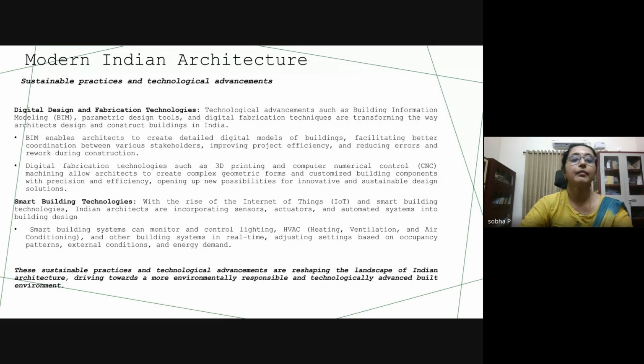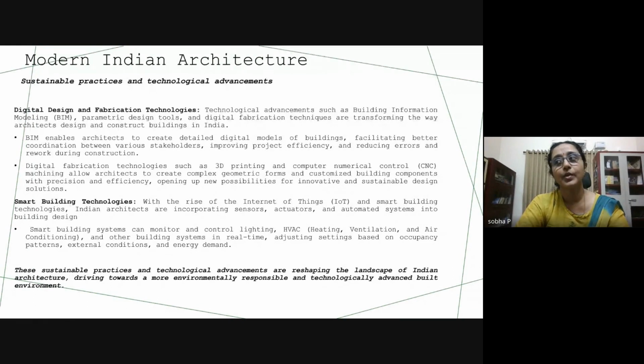Some of the other practices and technological advancements include digital design and fabrication technologies, because BIM is one of the major technological advancements that has happened. Building information modeling, parametric design tools, and digital fabrication techniques are changing the way architects are designing and constructing buildings in India.